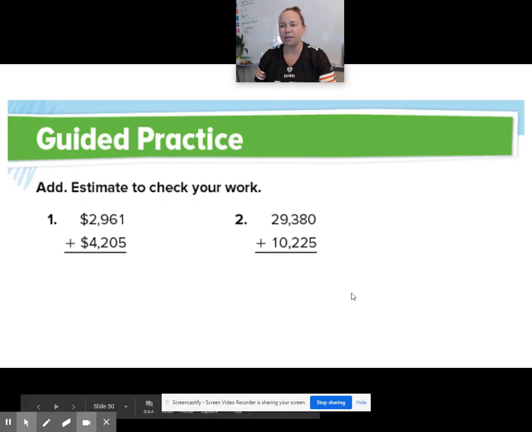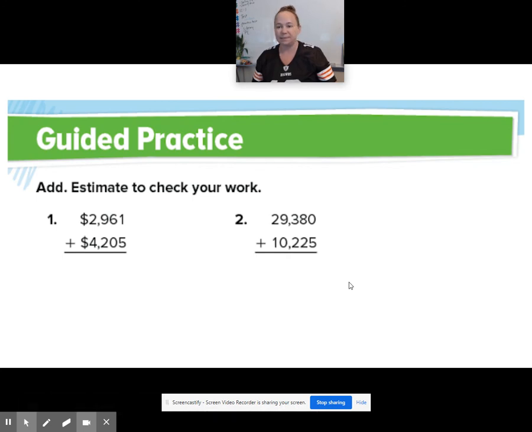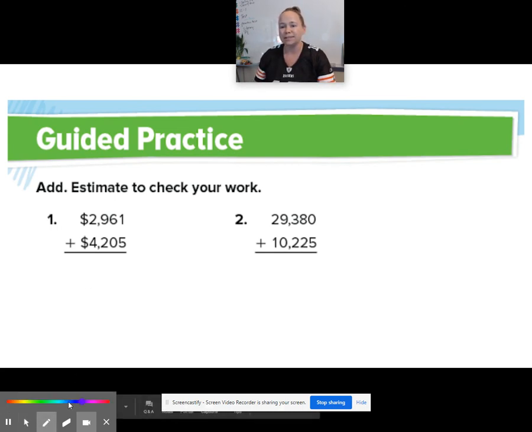Okay, let's take out our math book. It's page 88. We're going to add, estimate to check your work. That just means look at your answer and does it make sense that that could be the answer? I'll show you when we're done here. If you need the time to go get your math book, hit pause, come back to me when you're ready. Page 88. Here we go, friends.